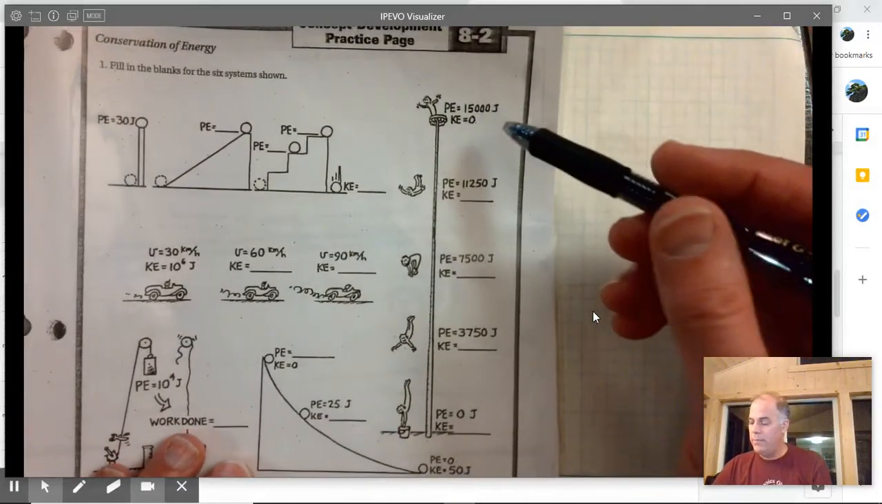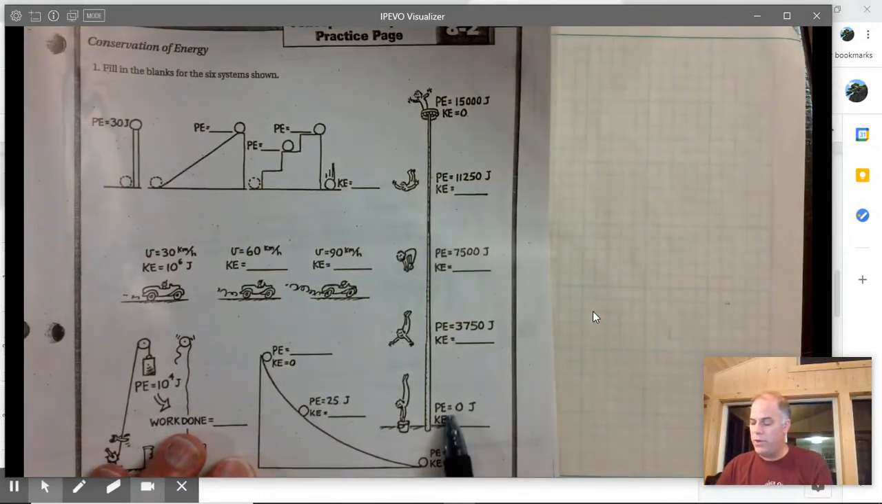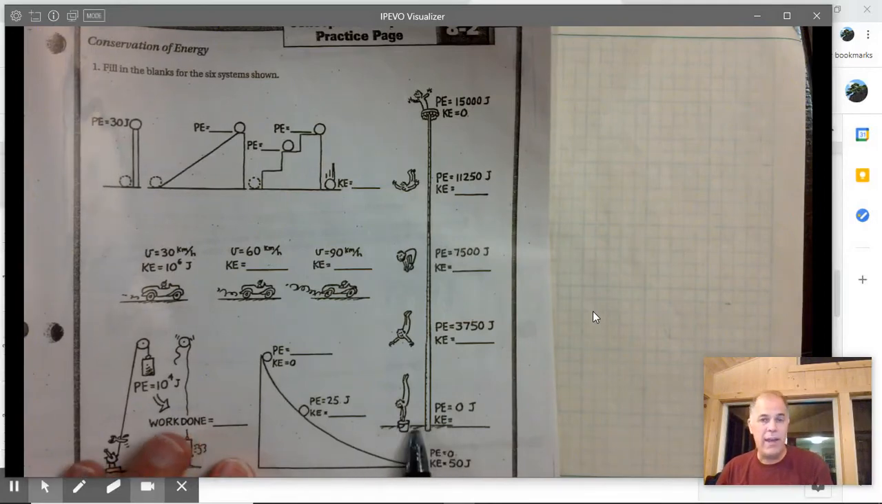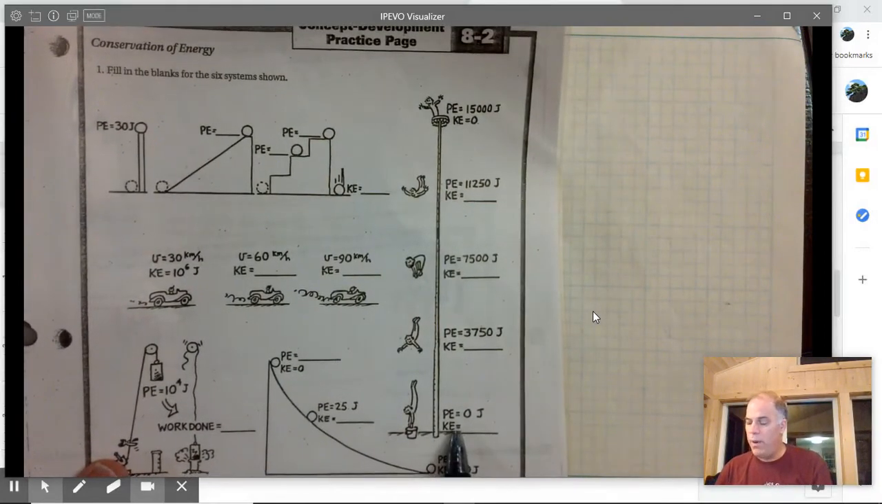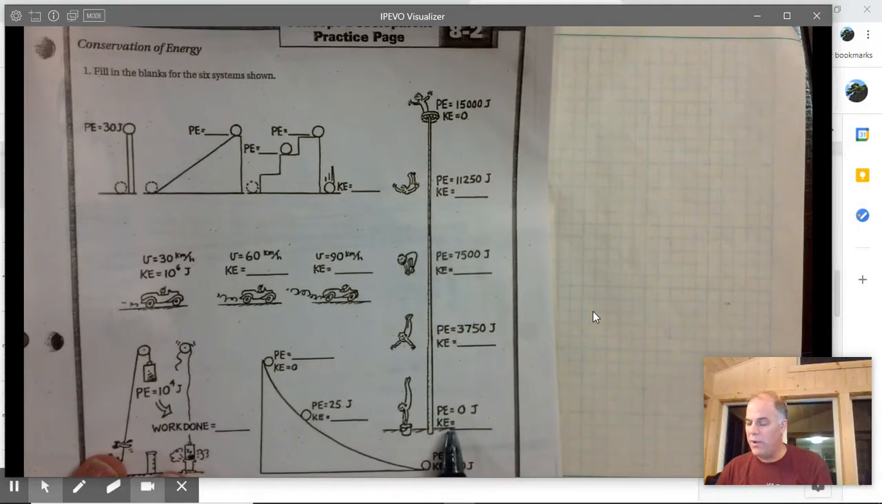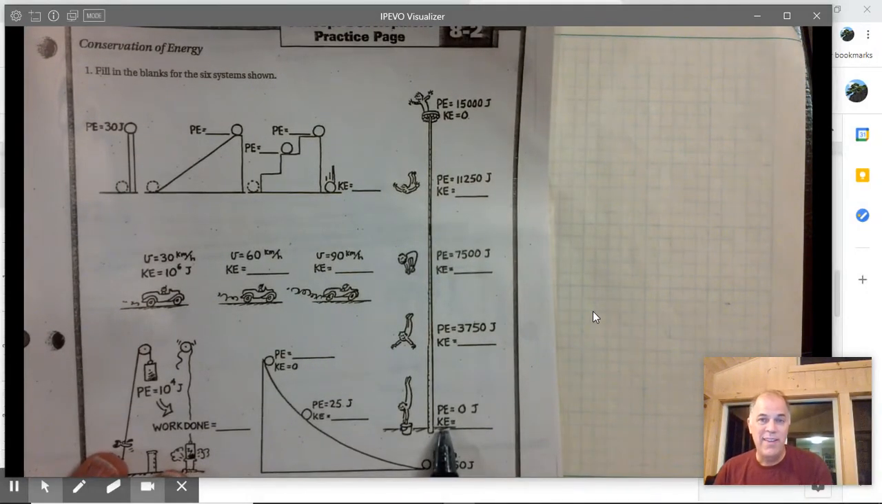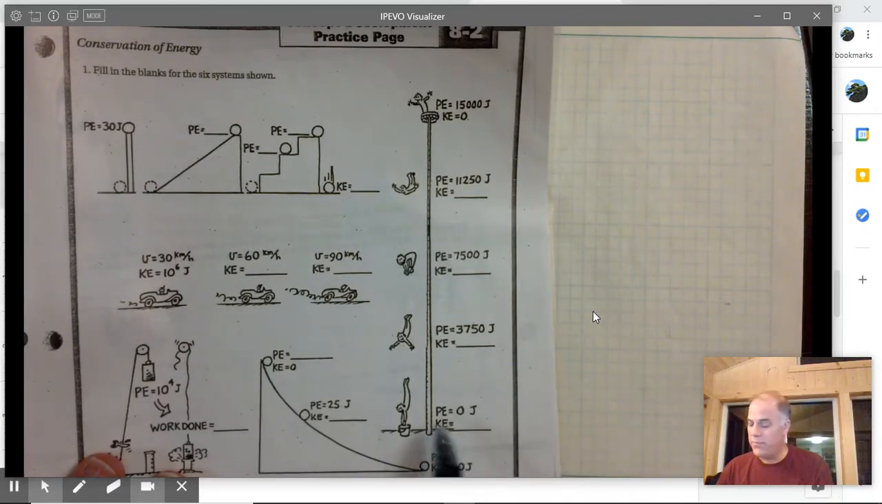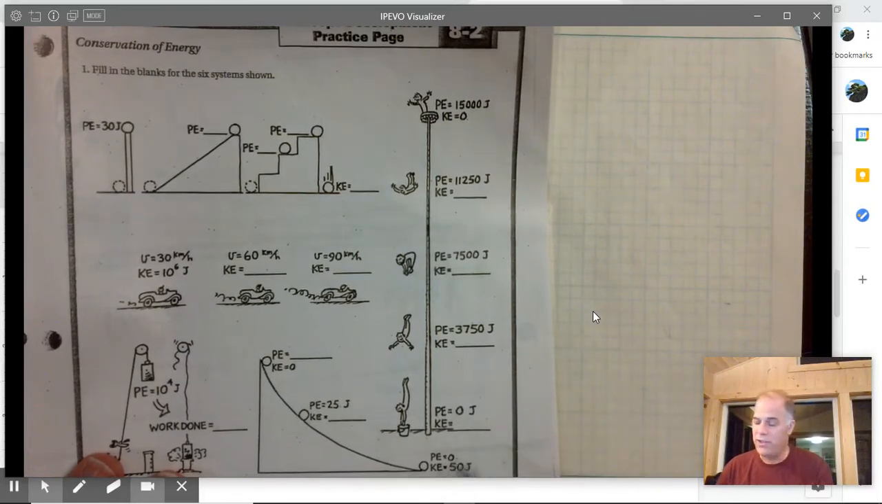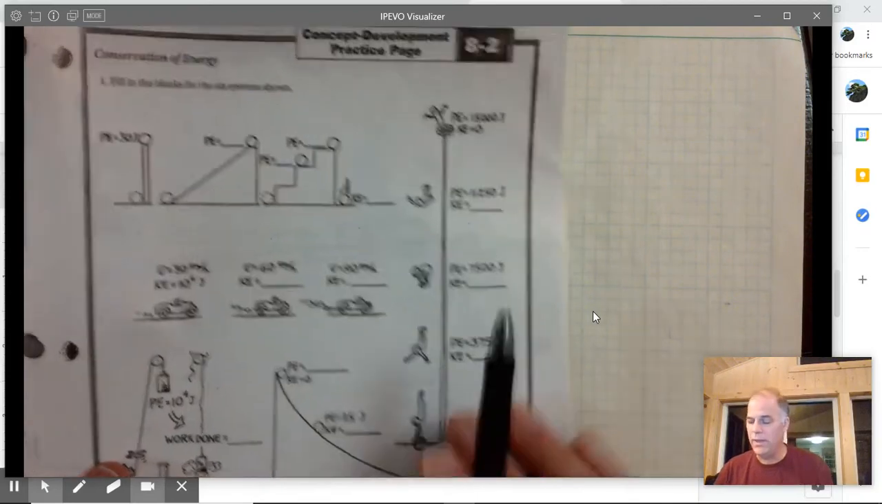Now, when he gets to the bottom, there's no potential energy left. It's all kinetic energy. Now, it is possible to figure out how fast he's going if you know his mass, because you know how much energy and you know how much mass he has. So you can just solve that for velocity. And I'll walk you through a problem like that here a little bit later.